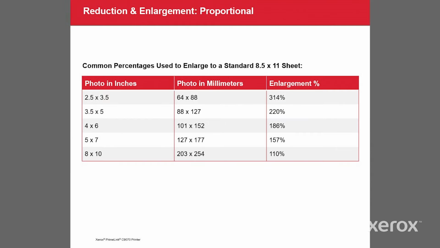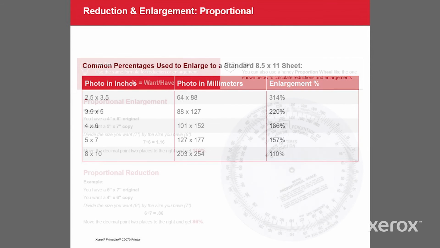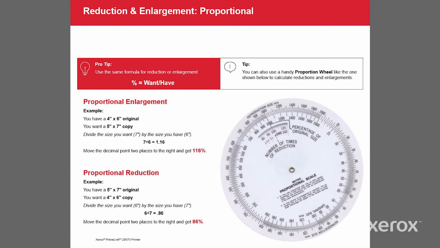These are common percentages used to enlarge to a standard 8.5 by 11 sheet. Use the same formula for reduction or enlargement. Percentage equals what you want divided by what you have. You can also use the handy proportion wheel, like the one shown, to calculate reduction and enlargement.